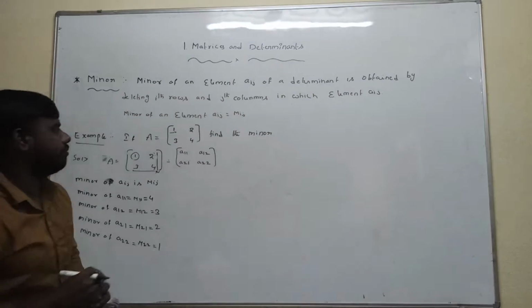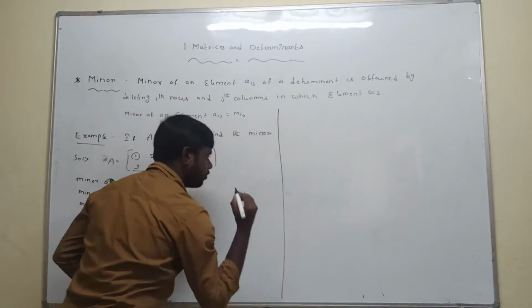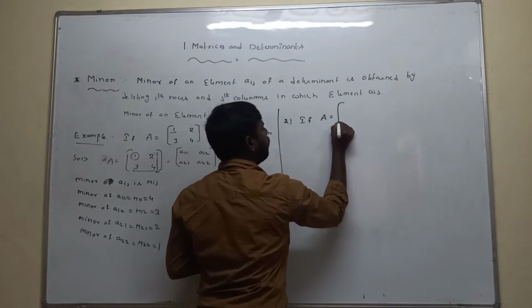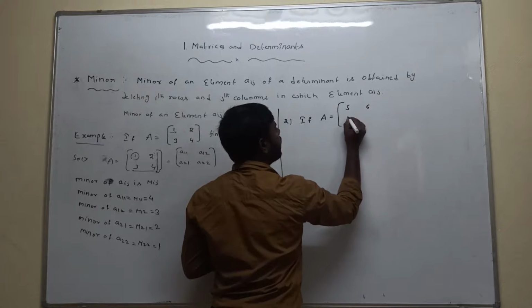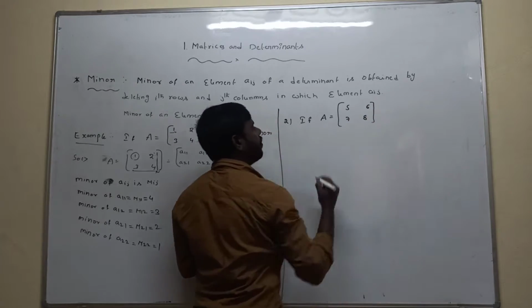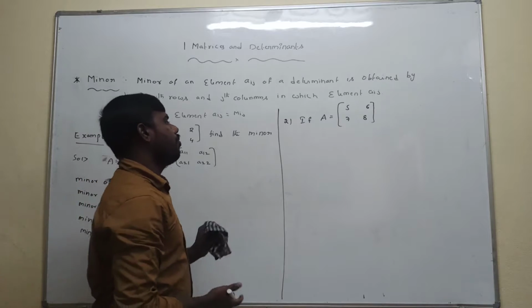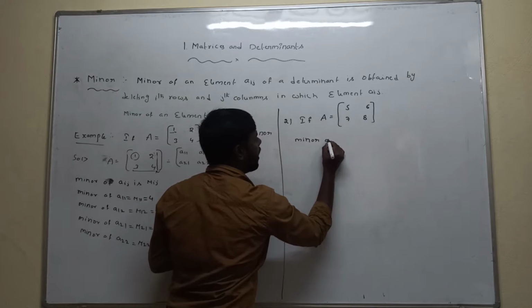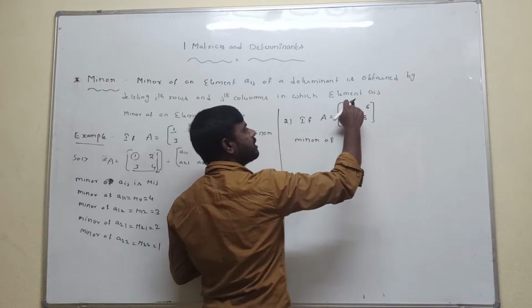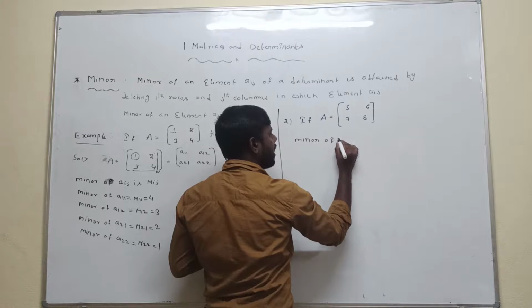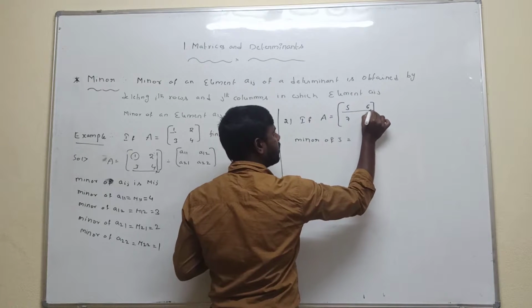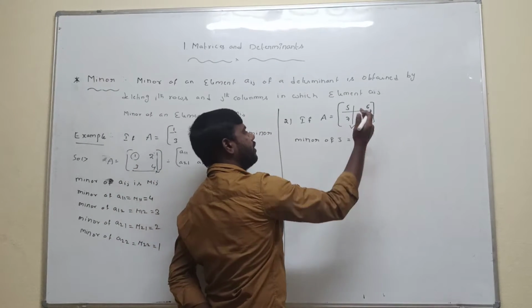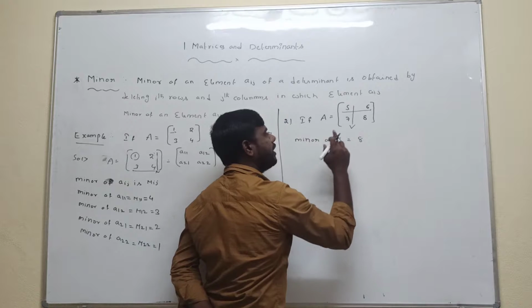See one more example. If capital A is equal to 5, 6, 7, 8, we need to calculate the minor of every element. First we need to calculate the minor of A11. In place of A11, 5 is there. So the minor of 5: the first row and first column are eliminated, so what is left is 8. The minor of 5 is 8.